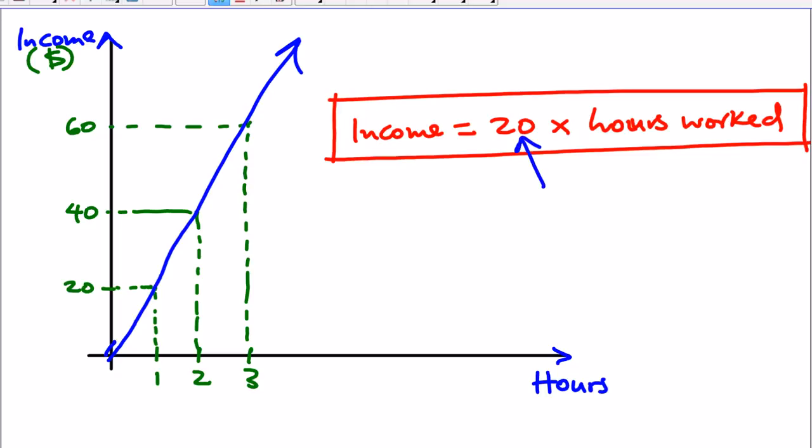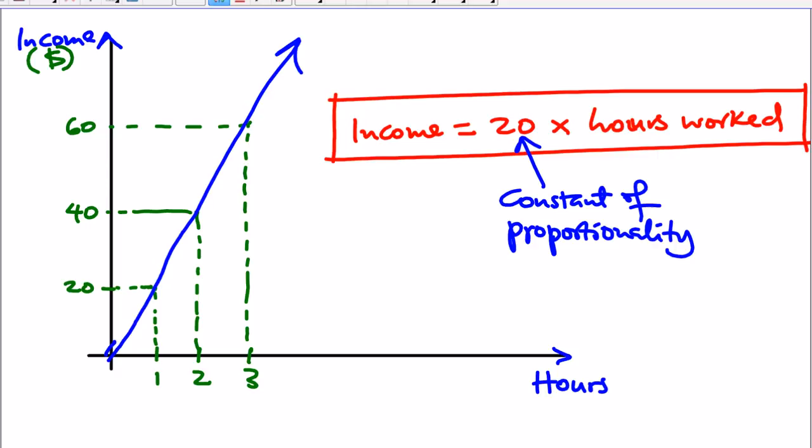Now this 20 has a special name. We call it constant of proportionality. Okay, so it's called a constant of proportionality. Once you get into year 10, you'll discuss more about the constant of proportionality. But this is the whole idea of direct proportion.